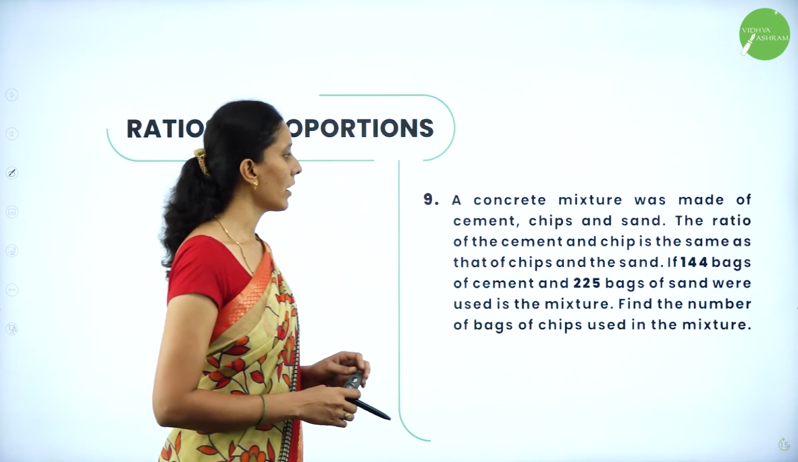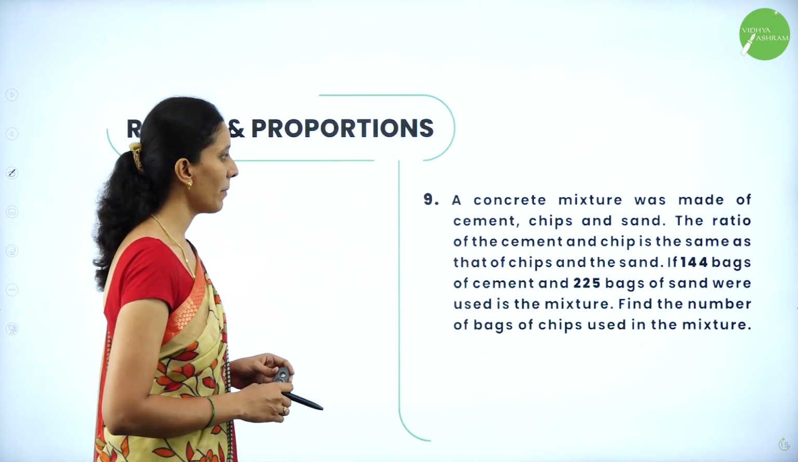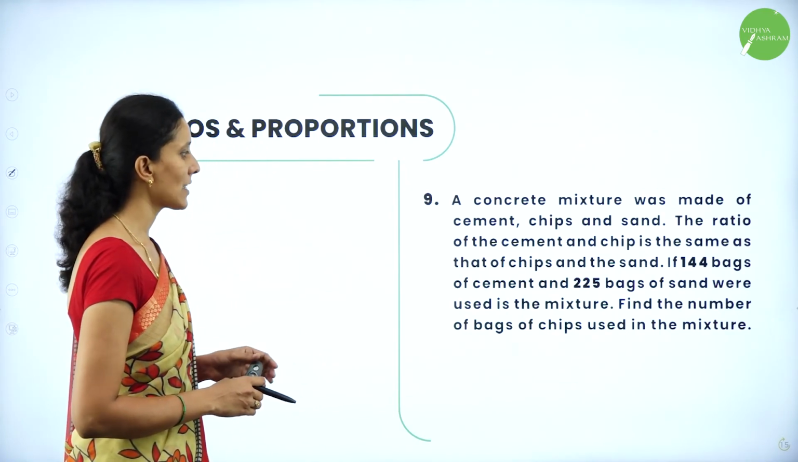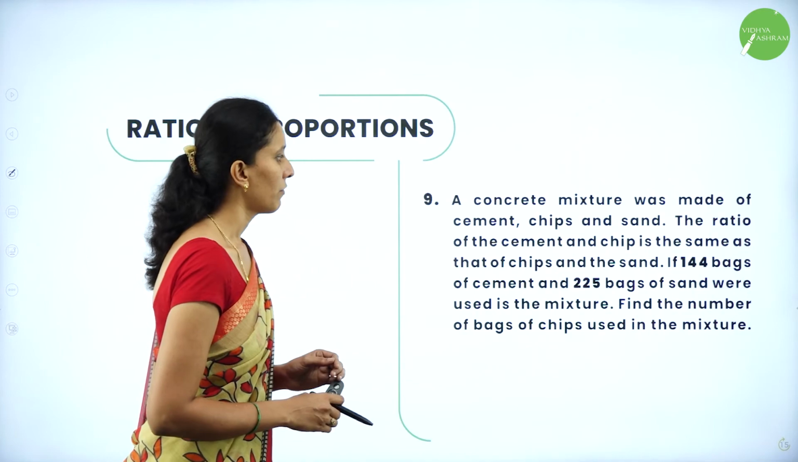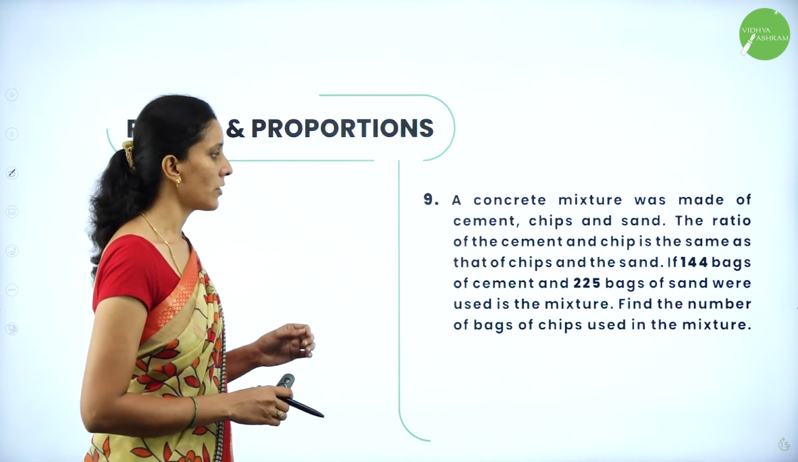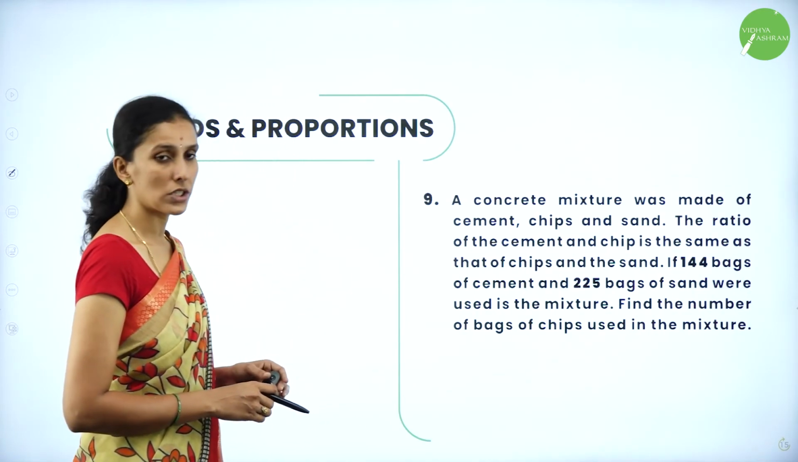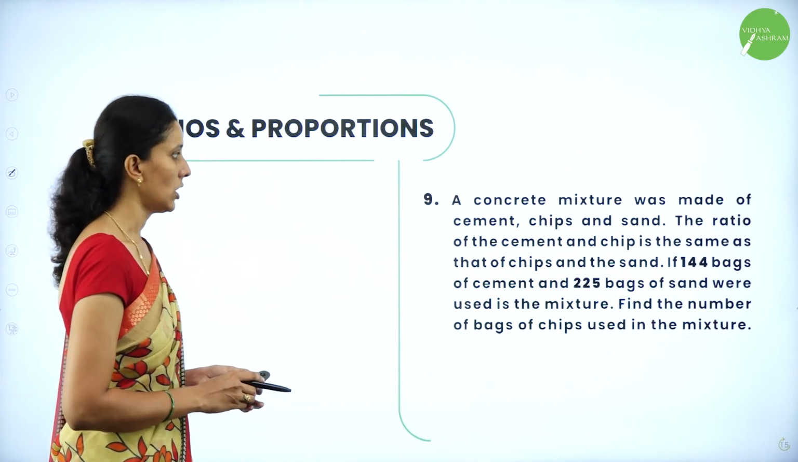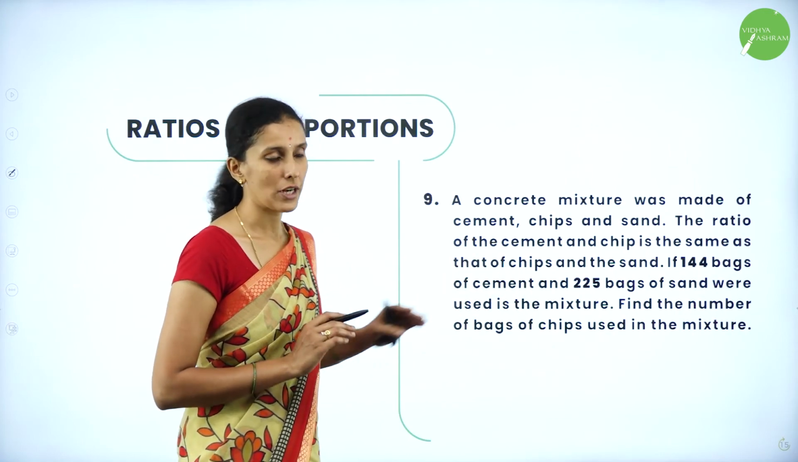Question. A concrete mixture was made of cement, chips and sand. The ratio of cement and chips is the same as the chips and the sand. If 144 bags of cement and 225 bags of sand were used in the mixture, find the number of bags of chips used in the mixture. So let me write this in the proportionality form.